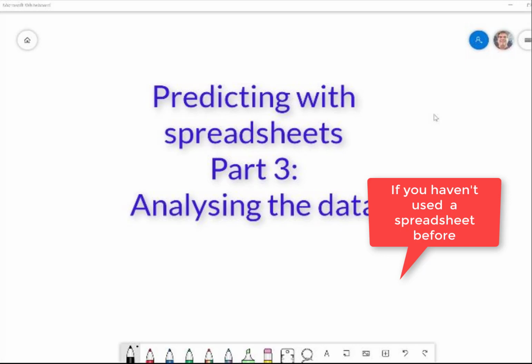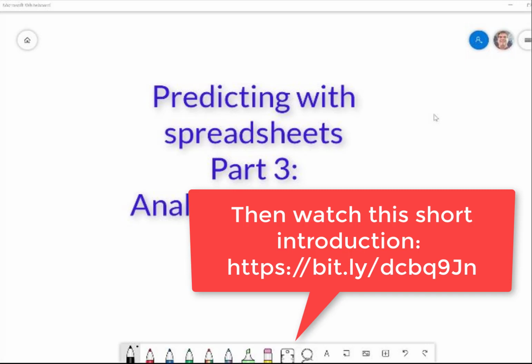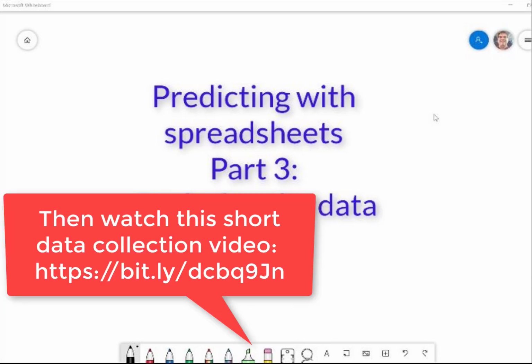Now if you haven't used a spreadsheet before, then you need to go back and look at this short introduction, and if you have watched that short introduction, then you need to make sure that you watch the next part, which was part 2 on data collection. So look at those two first before going ahead with this one.